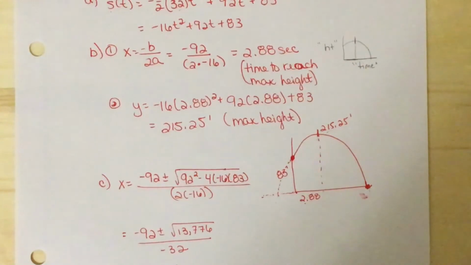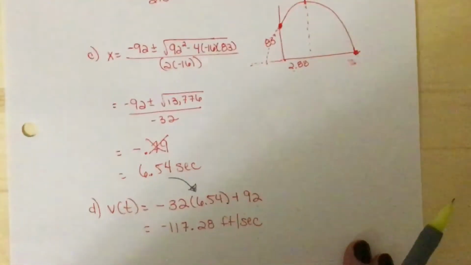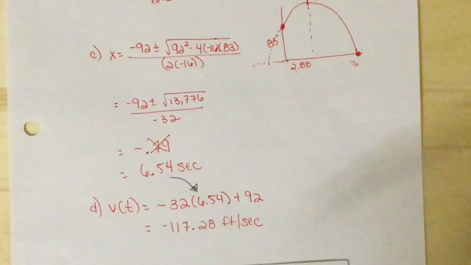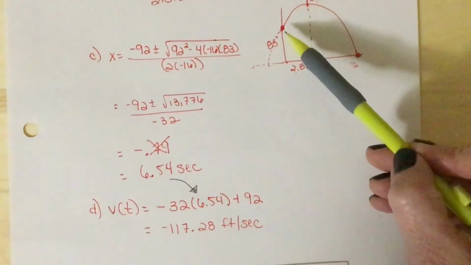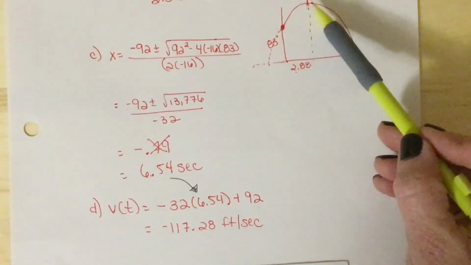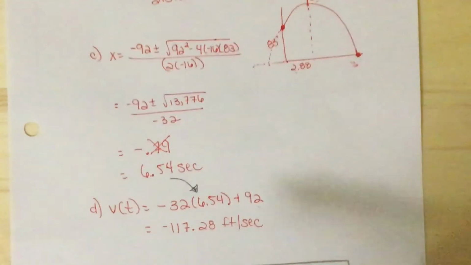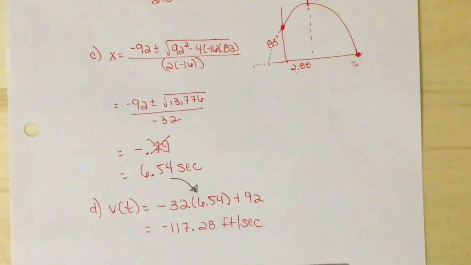And it is okay to have a negative value here on the velocity, as we have a downward motion of the object. As the object is going up, it would be a positive velocity, but then as it changes direction and goes downward, we represent it using a negative. So it is appropriate to have a negative 117.28 feet per second.